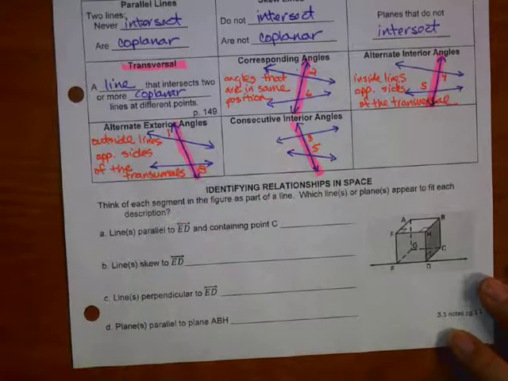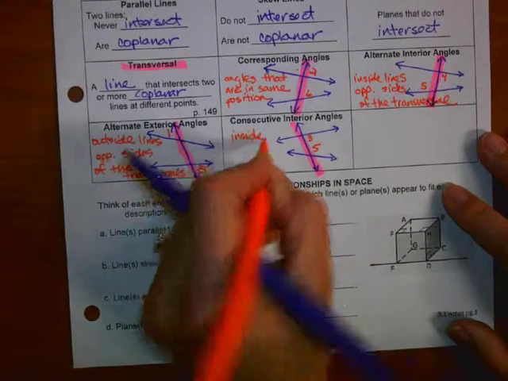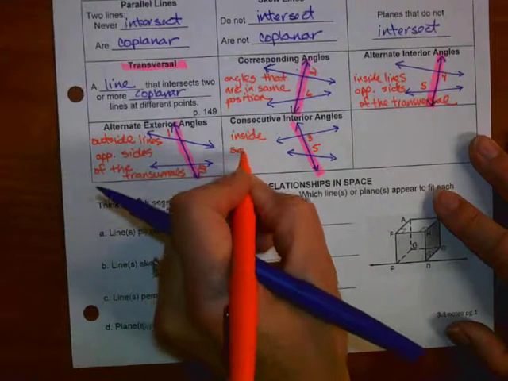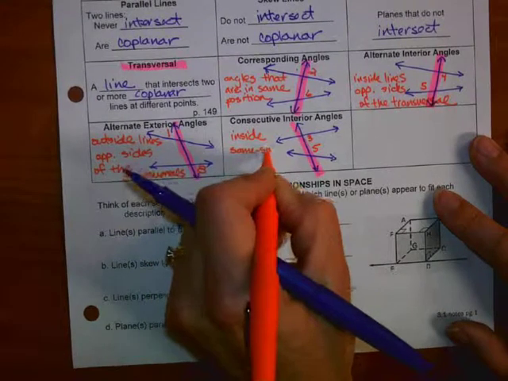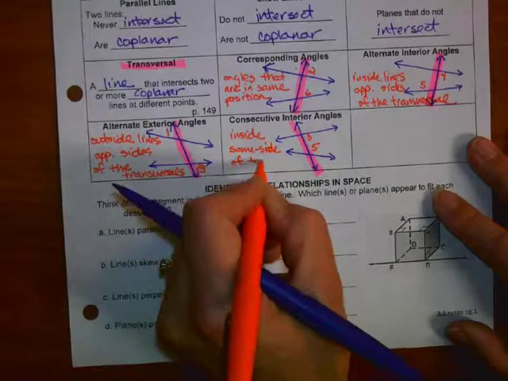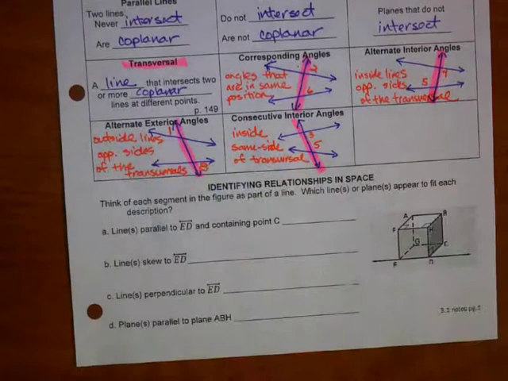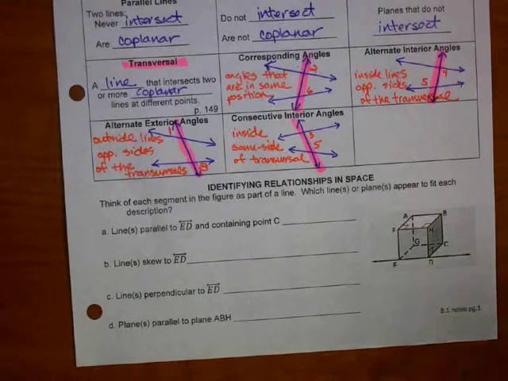Okay? So I would say something like inside. And sometimes you'll see them in a book called same side of the transversal. So inside, same side. So that's a bunch of terms that you're going to be working with for the next couple days and throughout the chapter. We'll be practicing, okay?